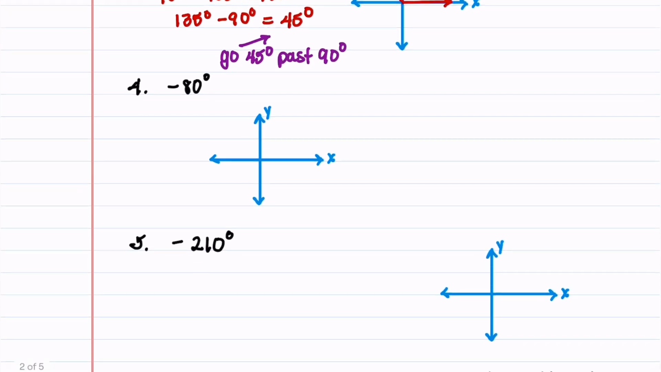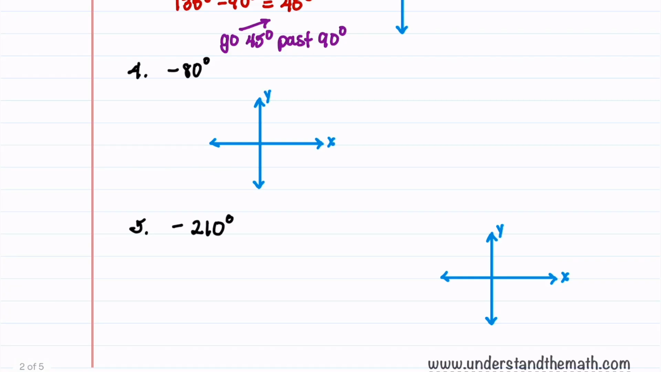Let's now look at some negative angles. Our first negative angle, number 4, is minus 80 degrees. We're going to note that this is in quadrant 4, and let's also note that at the bottom of our axis, we have minus 90 degrees. So to draw this angle, we'll write our initial side along the x-axis, and then we'll go down minus 80 degrees, which is a little shy of minus 90 degrees. So there's our angle in standard position.